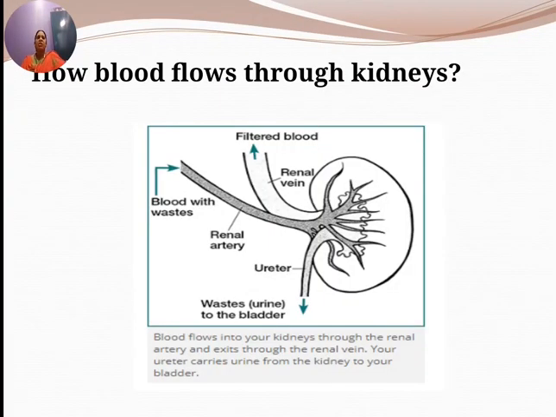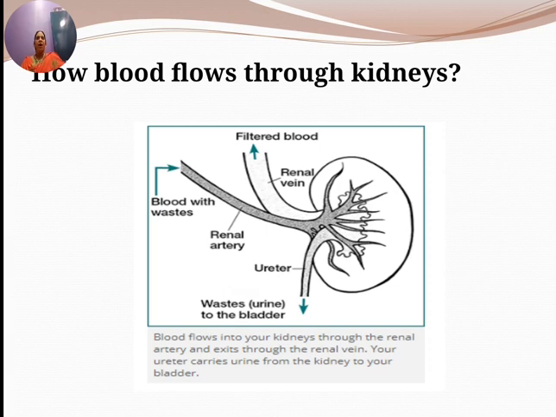So, how does blood flow through the kidney? This is the picture of how it flows. You can see the blood with the waste. It enters through the renal artery. Blood containing all the contaminated things enters the kidney through the renal artery. And after filtration, after the glomerulus, what does it do?